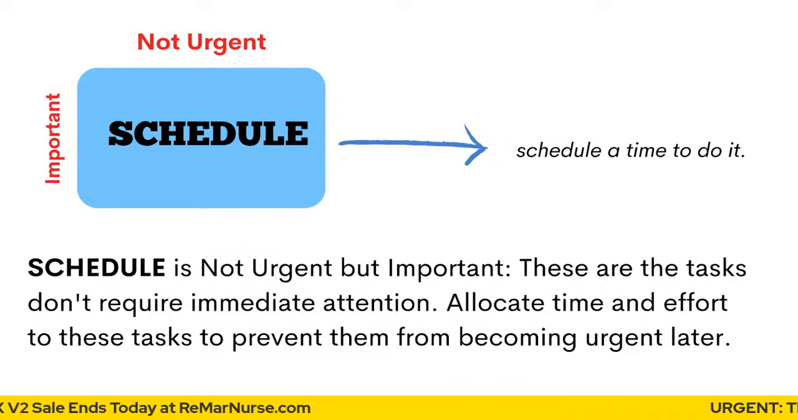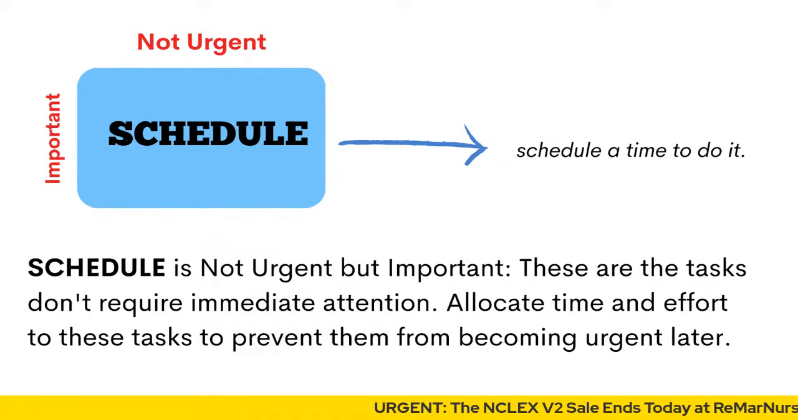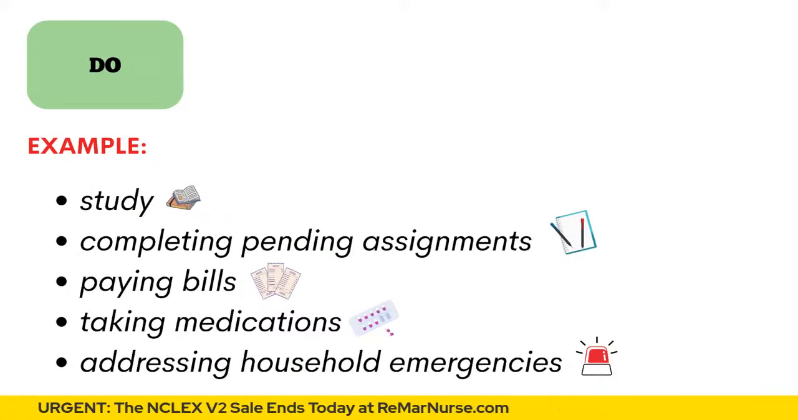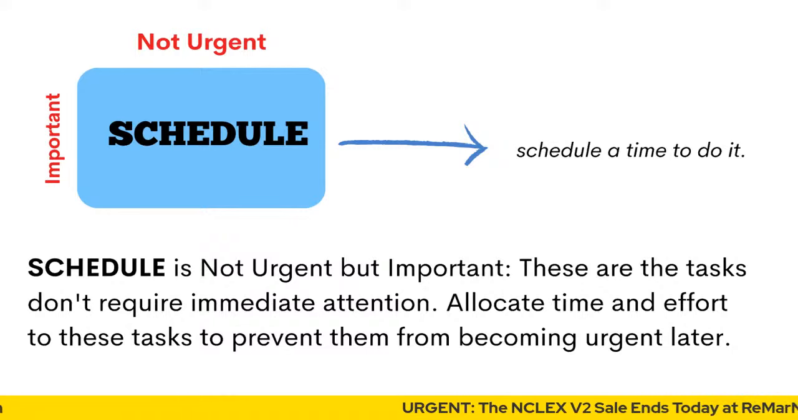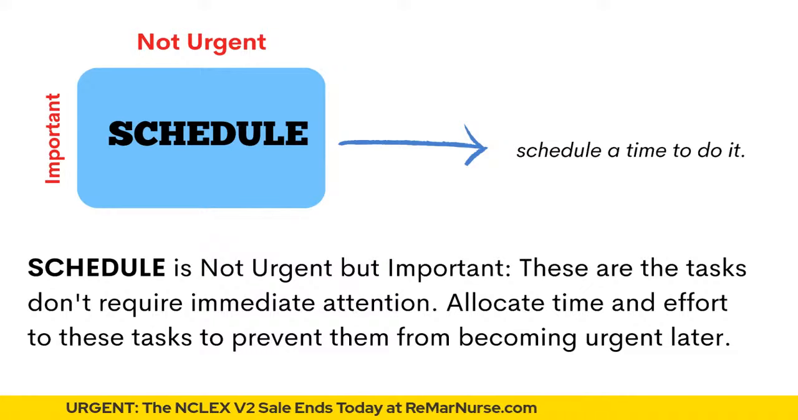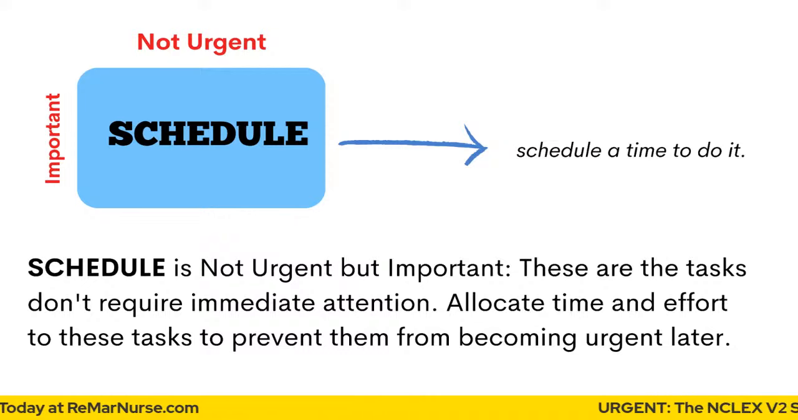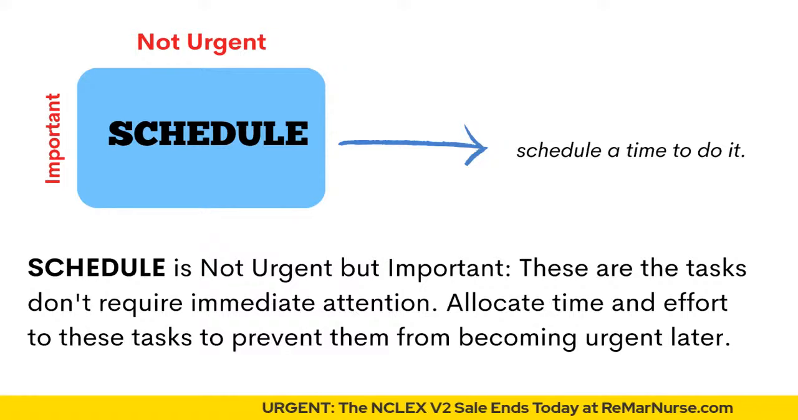The important things that are not urgent, you need to be scheduling time to do. That means this doesn't get done before these things. These things get done first. These things you schedule. All right. So scheduling, it's not urgent, but it is important. These tasks do not require you to drop everything. They don't require your immediate attention. Allocate some time and effort later on to get these things done because they can become urgent later on.